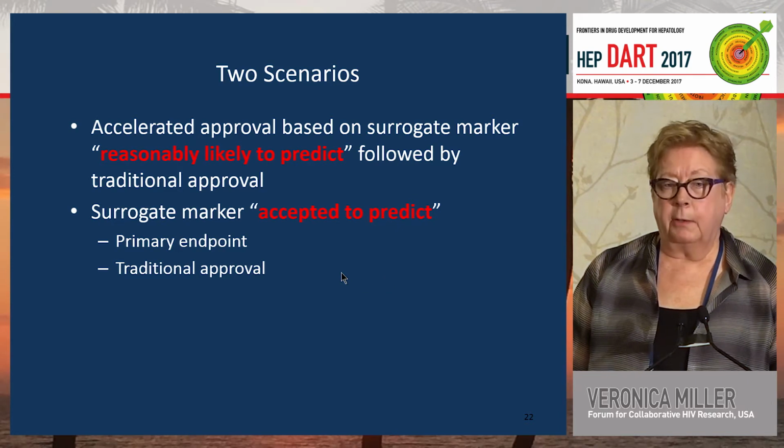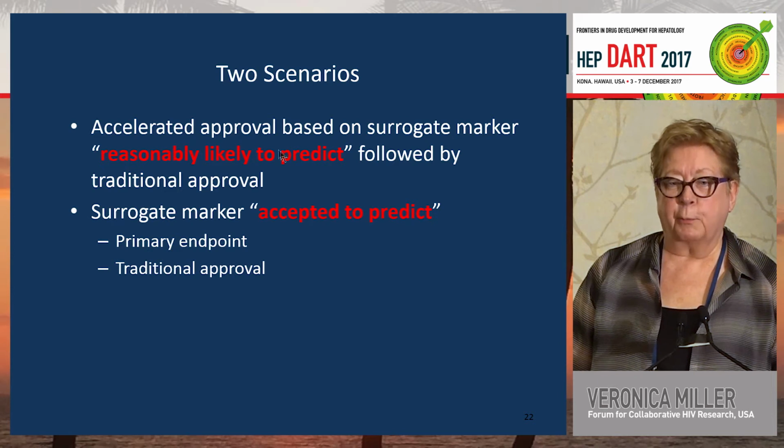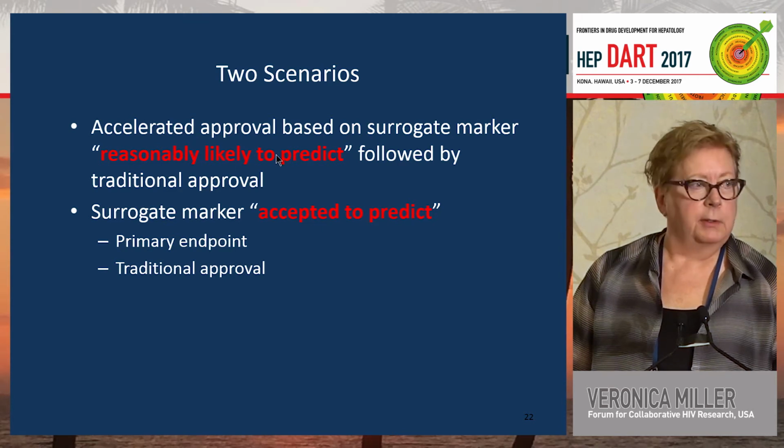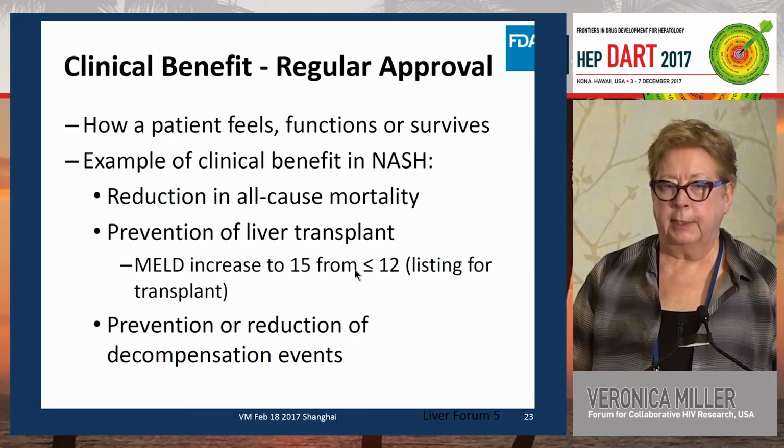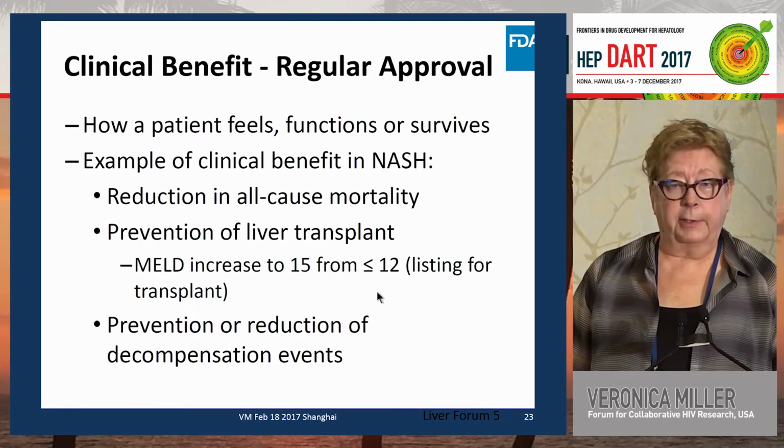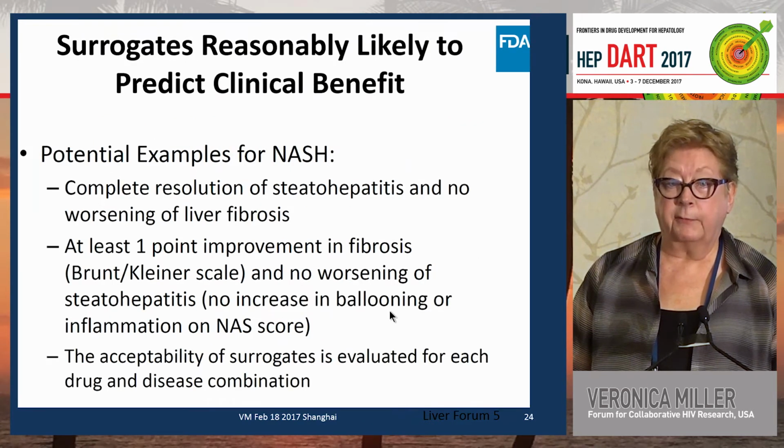I think this audience is very familiar with the two scenarios of accelerated approval, which is based on a surrogate marker that's reasonably likely to predict, but that needs to be followed by traditional approval. Once this particular surrogate marker that was reasonably likely to predict has been accepted to predict, then that can become the primary endpoint. So NASH right now, we're here. Whatever we use as a surrogate will still have to be validated against the hard clinical endpoint. The hard endpoint is the clinical benefit, and I think this audience knows all of that very well. For example, a surrogate reasonably likely to predict clinical benefit would be complete resolution of steatohepatitis and no worsening of liver fibrosis, or at least a 1-point improvement in fibrosis, and so on.